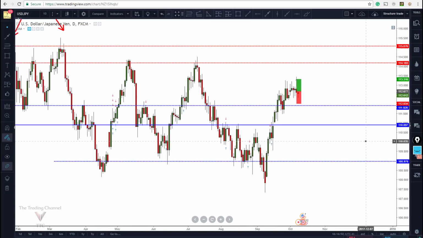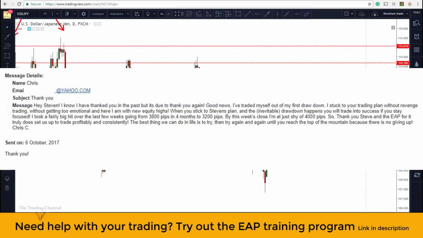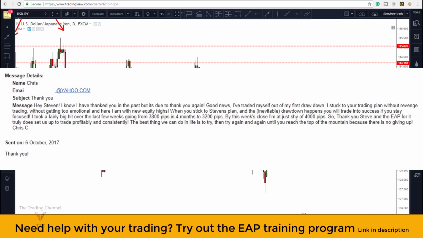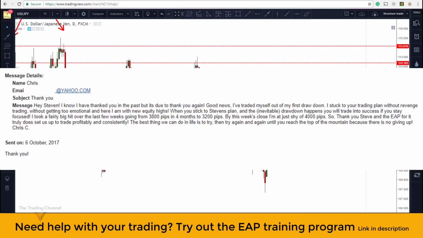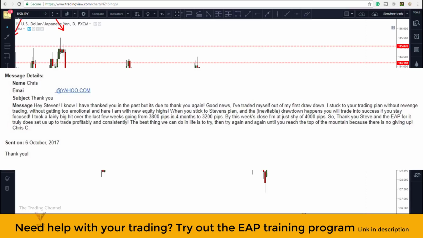And I actually got a pretty cool email yesterday from a client in the EAP. This trader made it through one of his first drawdowns with live money and sent me a thank you email telling me that being a part of the EAP made it a lot easier to go through that drawdown. So that email is on your screen if you'd like to read through it.